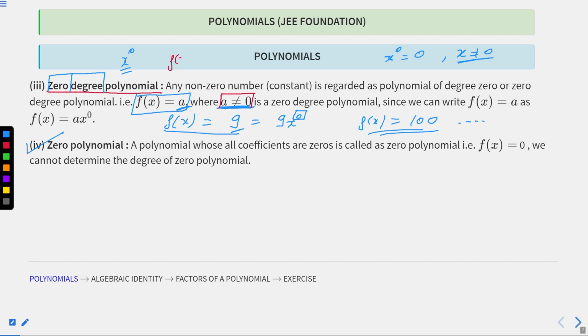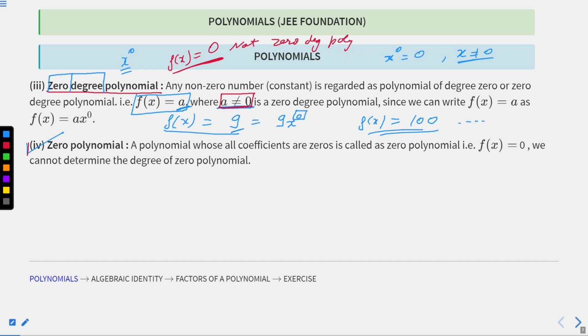For example, if my polynomial is just this, yes, indeed it has the degree 0, but this is not a zero degree polynomial, because in a zero degree polynomial we are taking such constant numbers which are not equal to 0. So the one condition is that my constant number will not be equal to 0. So this is not a zero degree polynomial. I hope this is clear.